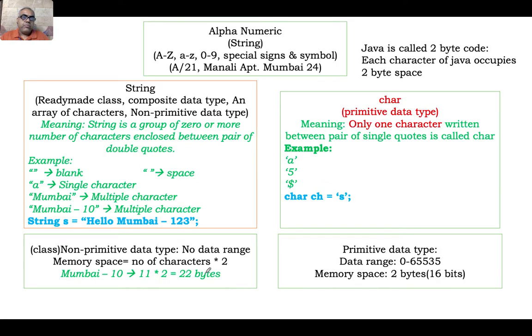revise. We have seen in our previous classes in many videos that string is a group of 0 or more number of characters written between a pair of double quotes, where a string can store multiple characters like this. s can be used further to refer to all these characters, whereas chr is a primitive data type which will be useful to store only one character under a pair of single quotes. This is how we can store a character.